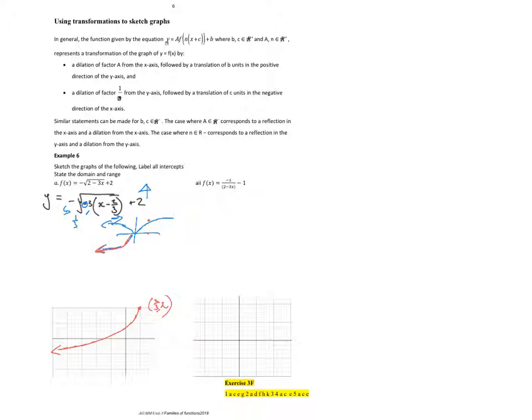No, let's put the y-intercept. Y-intercept, let's put x equal to 0. If I put x equal to 0 into the original equation, I get f of 0 is equal to negative square root of 2 plus 2. So 2 minus root 2, well, the square root of 2 is somewhere between root 1 and root 4. So it's somewhere between 1 and 2. So it's a small positive value, which seems reasonable. 2 minus root 2.